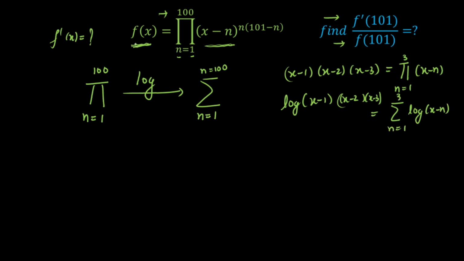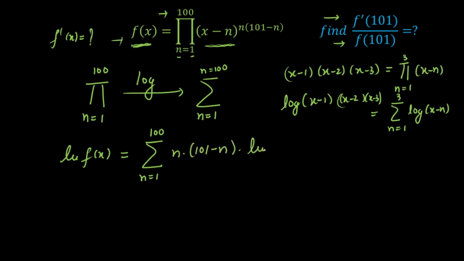Now we'll take log on both sides in the given equation. If I take log with base e, I'll get ln of f of x equal to, on the other side, the summation with the same lower index, n equal to 1 to 100, of n into (101 minus n) into ln of (x minus n). Now our objective is to calculate f dash of x first, so I'll differentiate on both sides with respect to x.